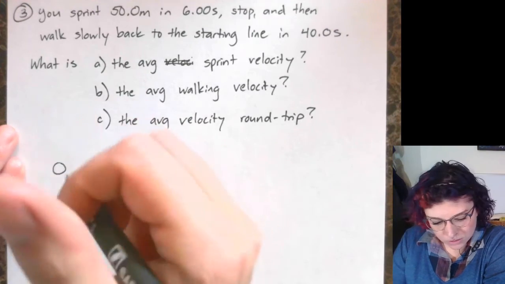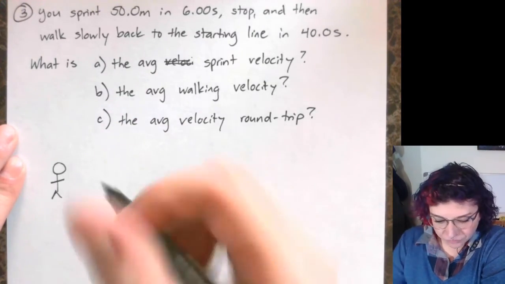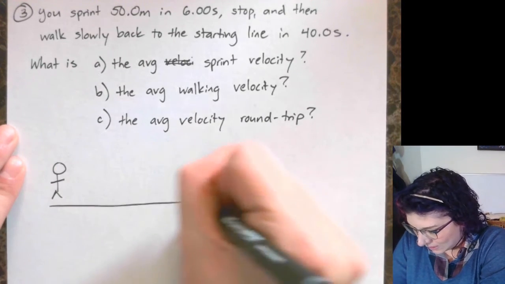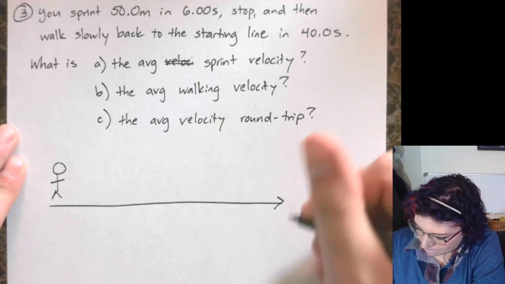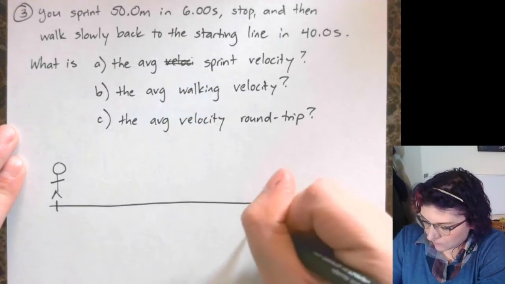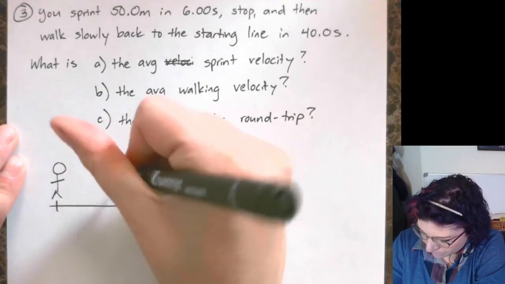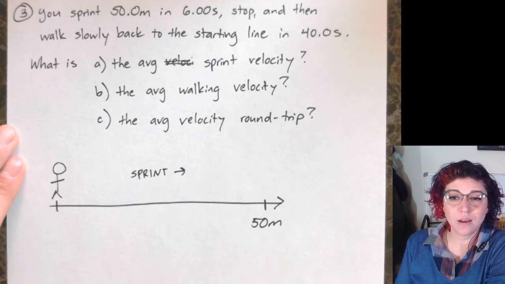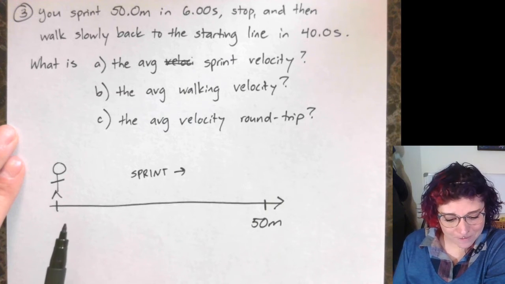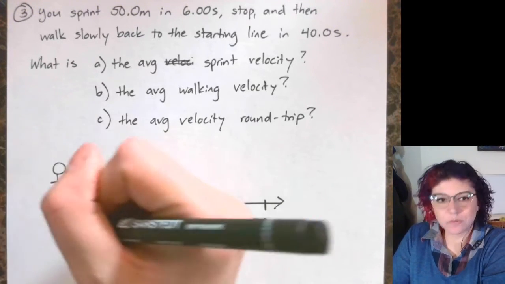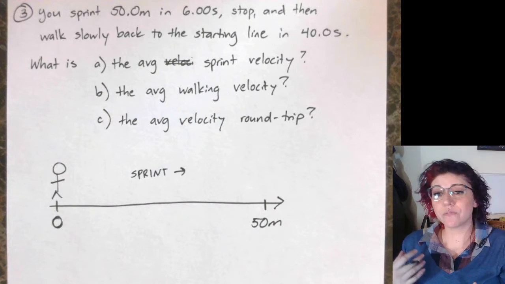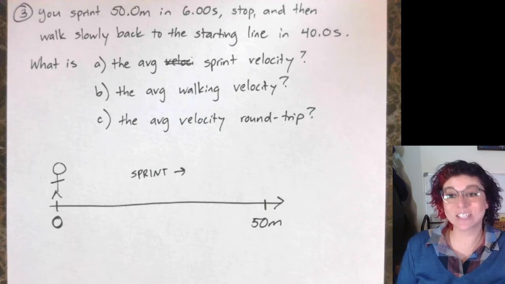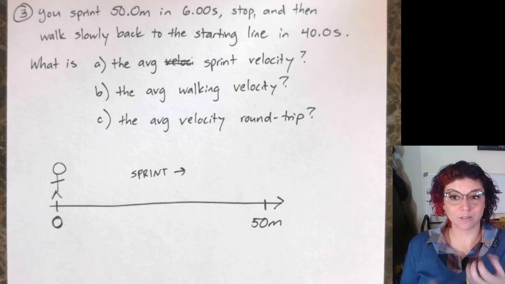So you are here and you sprint 50 meters. I'm going to say that this is my zero position, the starting position. You'll notice that for a lot of these problems, you're going to end up setting your object, like where your object starts, as the zero position, because it's a lot easier to work with, right?